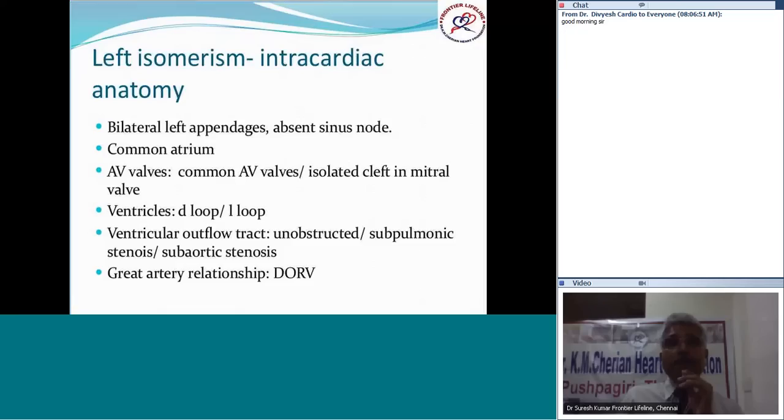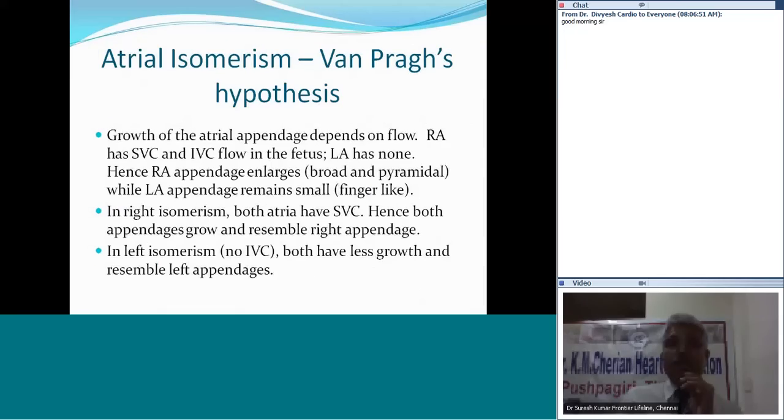Van Praagh has this interesting hypothesis regarding the pathogenesis or the embryogenesis of atrial isomerism. He points out that the atrial appendage in the fetus would grow only if there is adequate filling of the right atrium. Normally, the fetal circulation promotes filling of the right atrium with everything coming into the right atrium. So the right atrial appendage grows and is a prominent structure. We call it broad and triangular. Whereas the left atrium has hardly any flow other than what is coming in through the PFO. The pulmonary venous return in the fetus is very little. And therefore, the LA appendage remains underdeveloped, small and finger-like, while the RA appendage is broad and pyramidal.